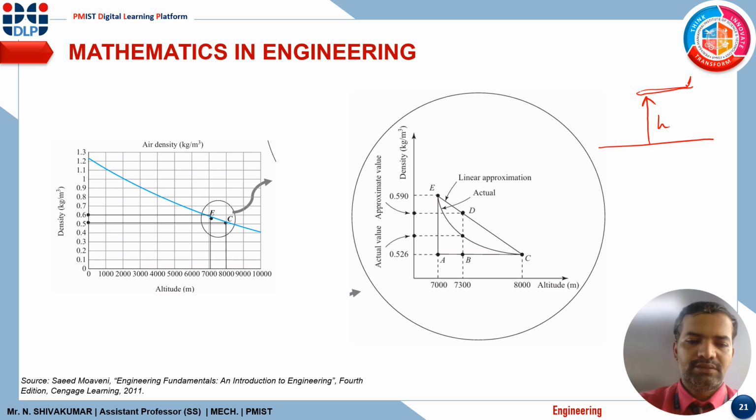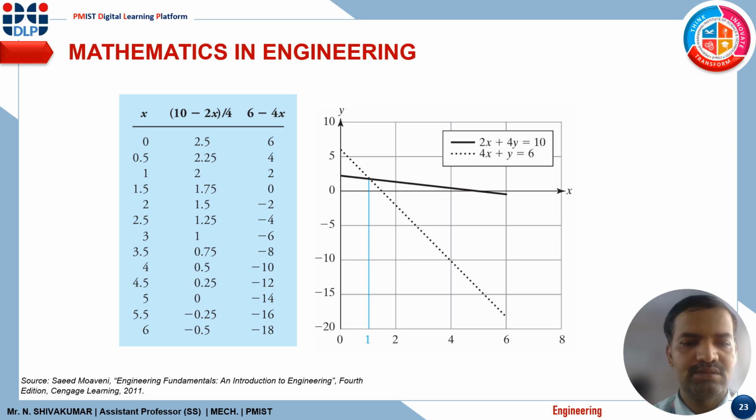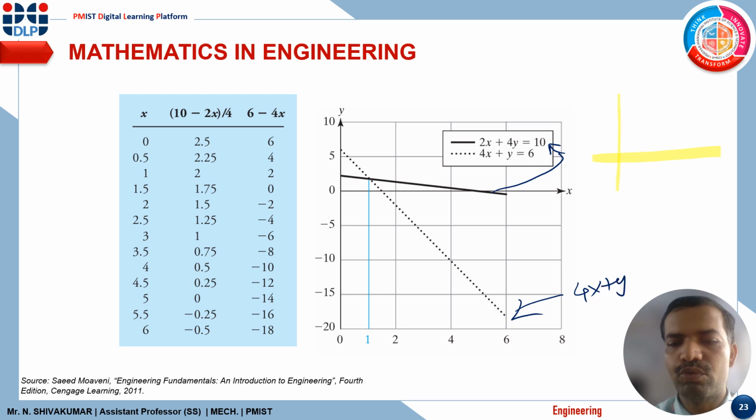So you calculate this. Not all the problems follow a linear trend. In the previous case we had a linear trend, but here we have a set of two equations. This one is 2x plus 4y equal to 10, and this curve is 4x plus y equal to 6.